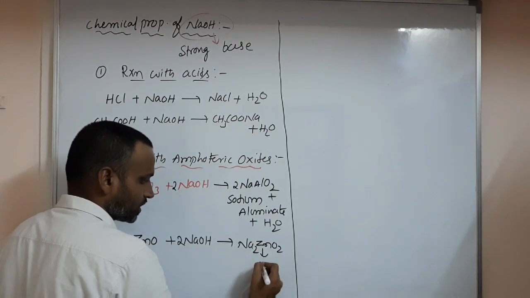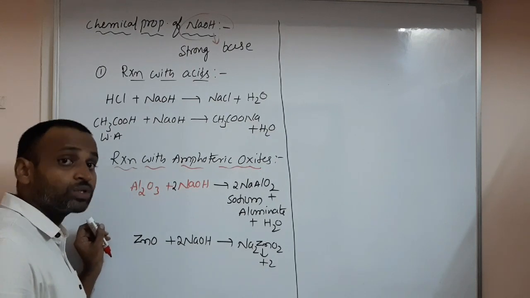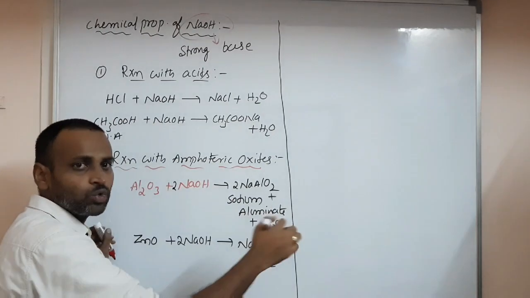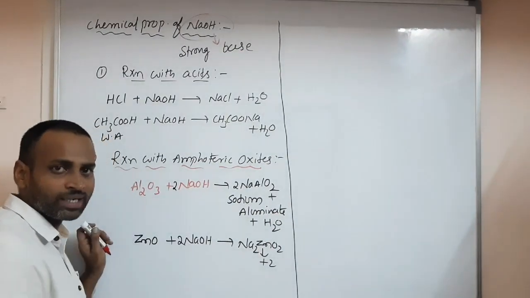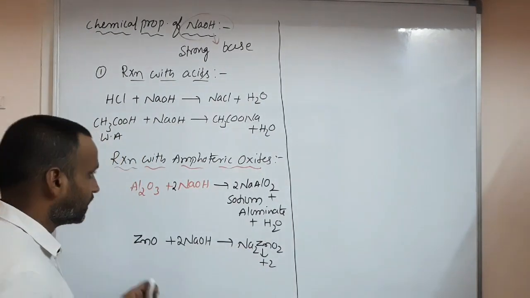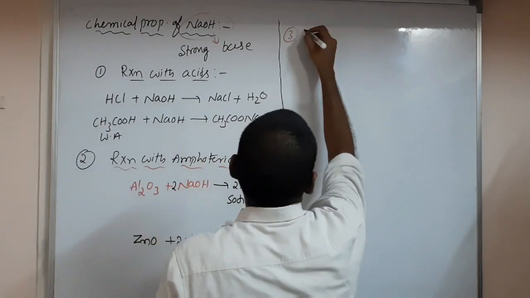Na2ZnO2. Here the zinc oxidation state is plus 2, because Zn2+ everybody knows. 3d10 is more stable. Zinc is 4s2 3d10, so Zn2+ means 3d10 remains, a pseudo inert gas configuration. So Na2ZnO2 you will get. Okay, like this. Next, the third one is what?